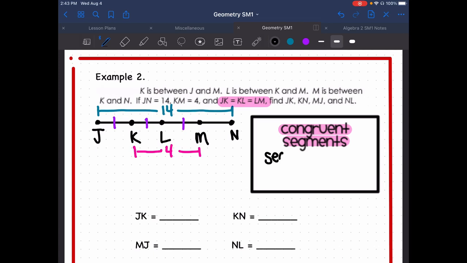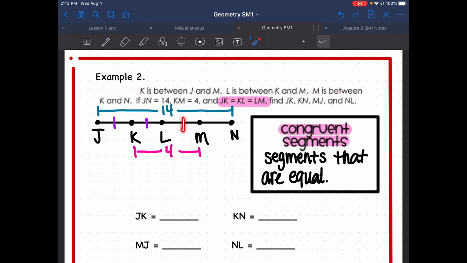So let me write that down. That are equal. And when we mark them, if you notice what I did with my purple, I marked them with a little tick mark. So to show in a picture that they are exactly the same length, all I did was mark them with a little hash mark.